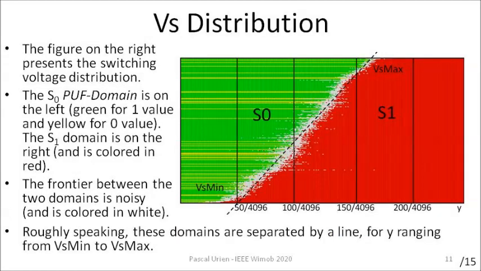The figures on the right present the switching voltage distribution. The S0 PUF domain is on the left, green for 1 value and yellow for 0 value. The S1 domain is on the right and is colored in red. The frontier between the two domains is noisy and is colored in white. Roughly speaking, these domains are separated by a line for U ranging from Vs min to Vs max.